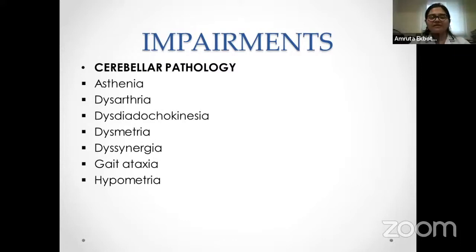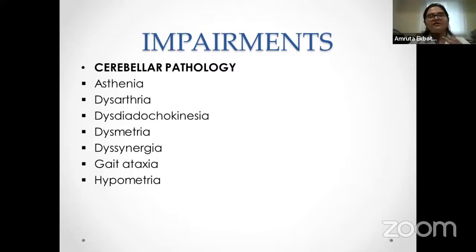Then is your dysmetria. Dysmetria is a lack of judgment in the distance of the object. So how much I have to reach, how far is the object placed, that distance is not appropriately judged by the subject. Then dysynergia, and then gait ataxia. Gait ataxia is characterized by a wide base of support and postural instability. It is most commonly seen in affection of the cerebellum.